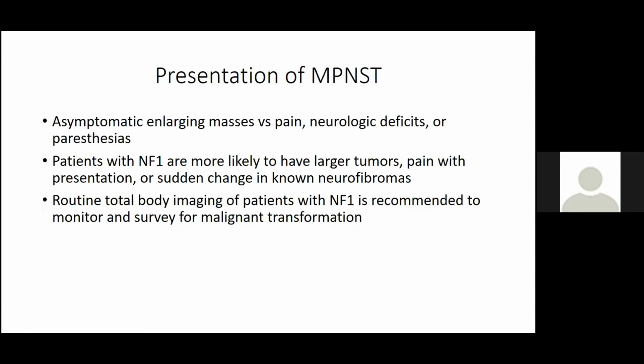And because they have this risk of developing MPNST, they should be serially monitored just to make sure that they don't develop this. MPNST can present either as an asymptomatic enlarging mass, or it can present with pain, neurological deficits, or paresthesias. Patients with NF1 are more likely to have large tumors, pain with presentation, or a sudden change in known neurofibromas. And again, routine total body imaging is recommended for NF1 patients in order to monitor and survey for malignant transformation.